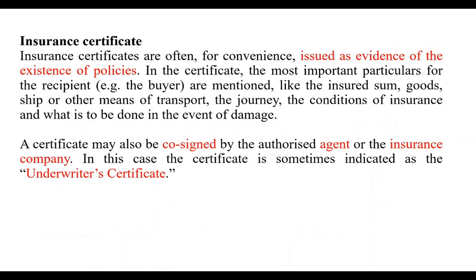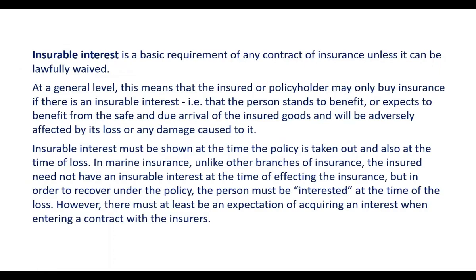Every insurance policy has an insurance certificate, and insurance certificates are often for convenience purposes. It is issued as evidence of the existence of the policy. In that certificate, the most important particulars of the recipient are mentioned, such as the lump sum, the goods shipped, the means of transport, the journey, the conditions of insurance, and what is to be done in the event of damage. All are spelled out in the certificate. This certificate may be co-signed by the authorized agent or the insurance company. In this case, the certificate is sometimes called the underwriter's certificate.